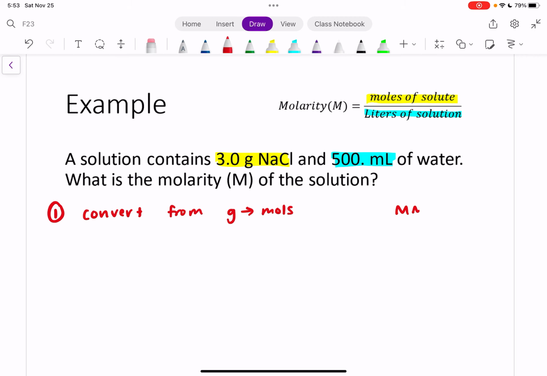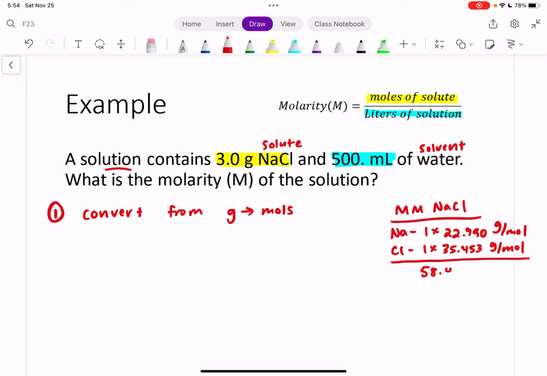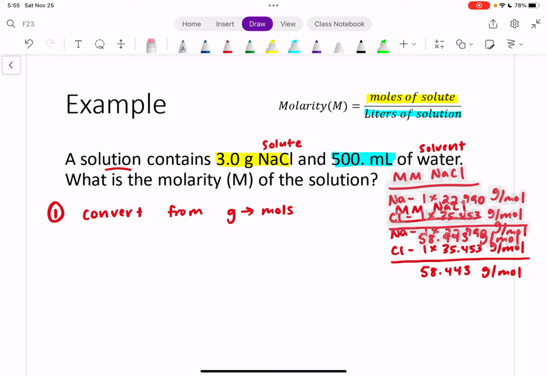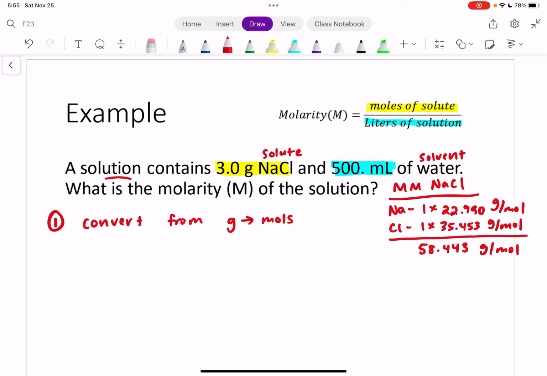So as a side note, we need to get the molar mass of NaCl, right? NaCl is our solute. So let's make a note of that. Water is our solvent. And together they make a solution. Okay, so our molar mass for NaCl is going to give us 58.443 grams per mole is the molar mass of NaCl. And then let me just scooch this up a little bit. There we go.